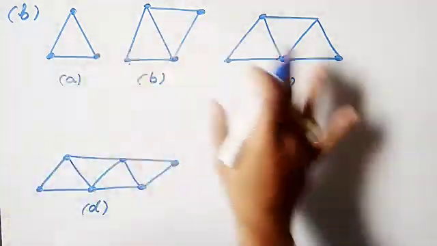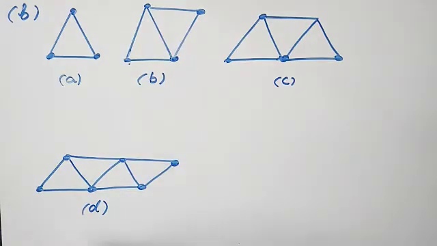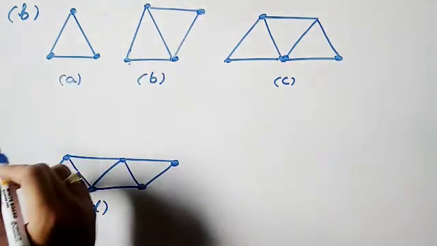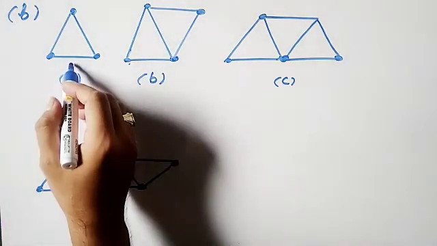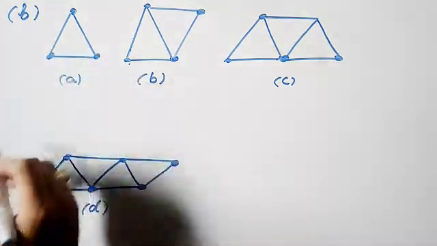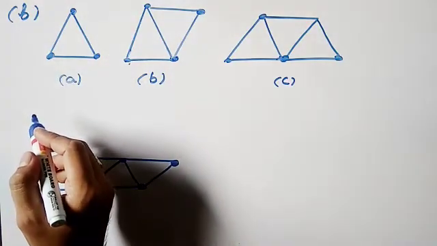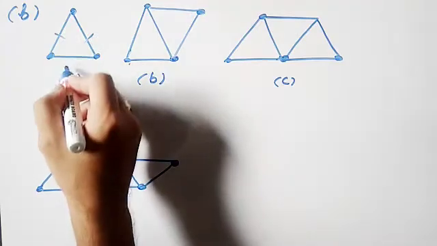Okay, so first of all, before we solve this question, let us count how many matchsticks are required to form these triangles. So here in figure number A, how many triangles are there? Only one triangle. And how many matchsticks are required? Let's count. 1, 2, 3.